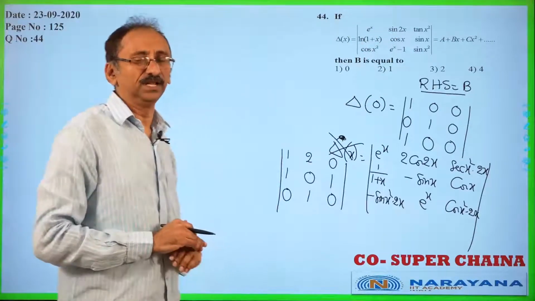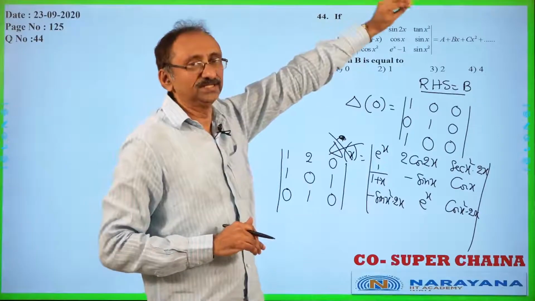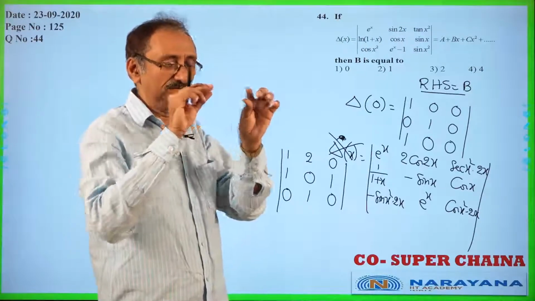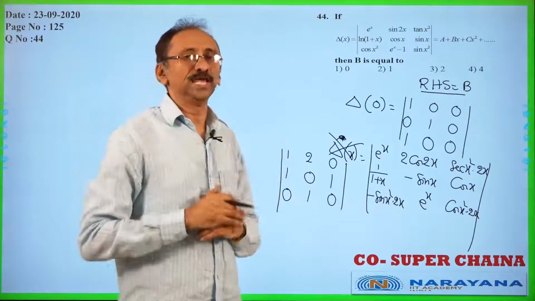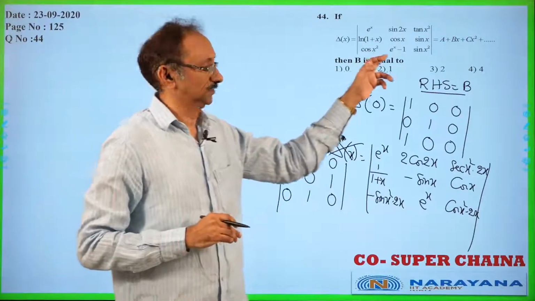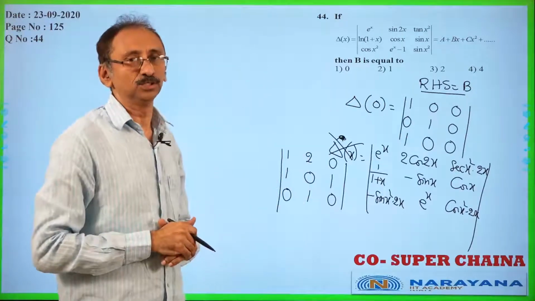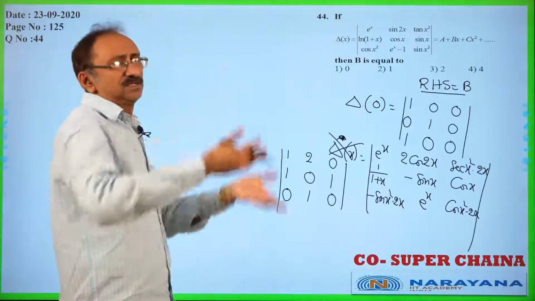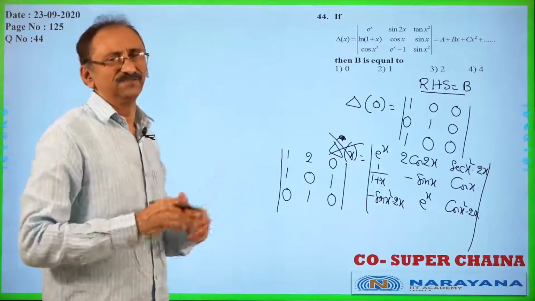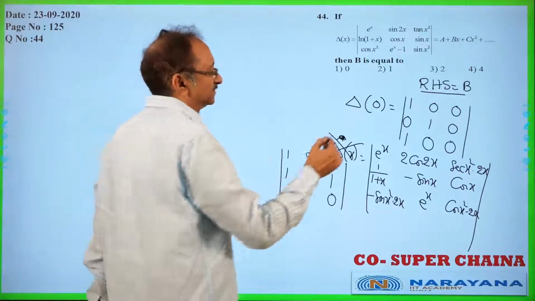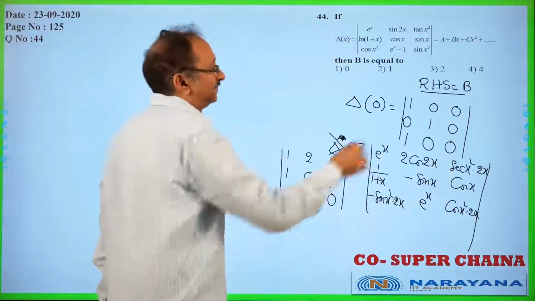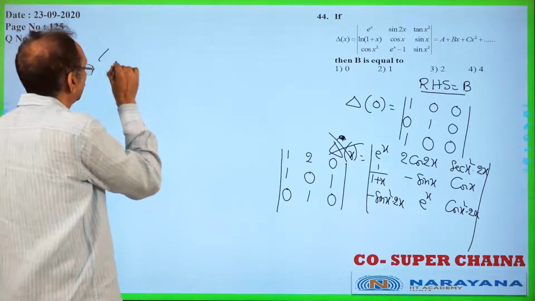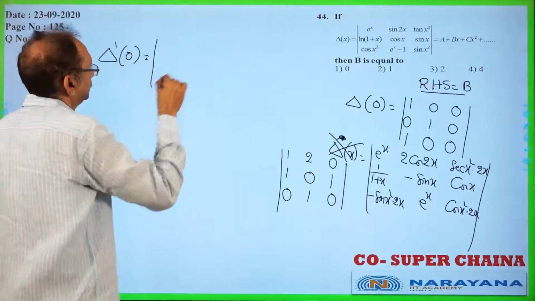What is the procedure for the derivative of a determinant? We have to differentiate the first row and write the other two rows as they are, plus differentiate the second row and write the remaining two rows as they are, plus differentiate the third row and write the remaining first and second rows as they are. That is the derivative. Writing all that and after that substituting x is equal to 0 would be a difficult task. So what I am doing is, first of all substituting x is equal to 0 and finding the derivative of each term. Then what is delta dash 0? That is simple now.